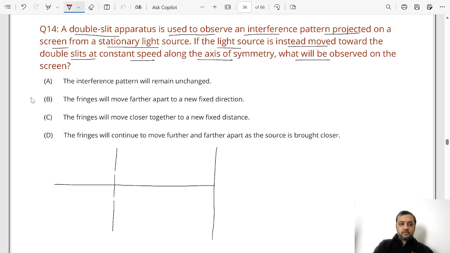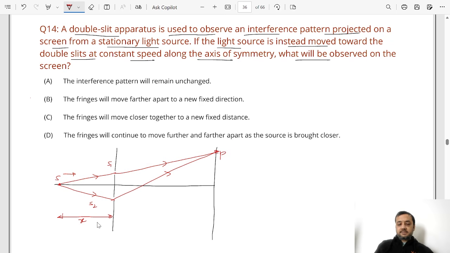So look, suppose this is a source of light S. From here the light will go to the slit S1, and also to the slit S2. Now from S1 and S2 light will go to different points. Let us say this is a general point P on the screen. This is one particular ray, and this is another particular ray. For different values of point P, you get minima, maxima, or some intermediate intensity. So look, if this source starts moving, then this distance x will start decreasing because the source is moving in this direction.